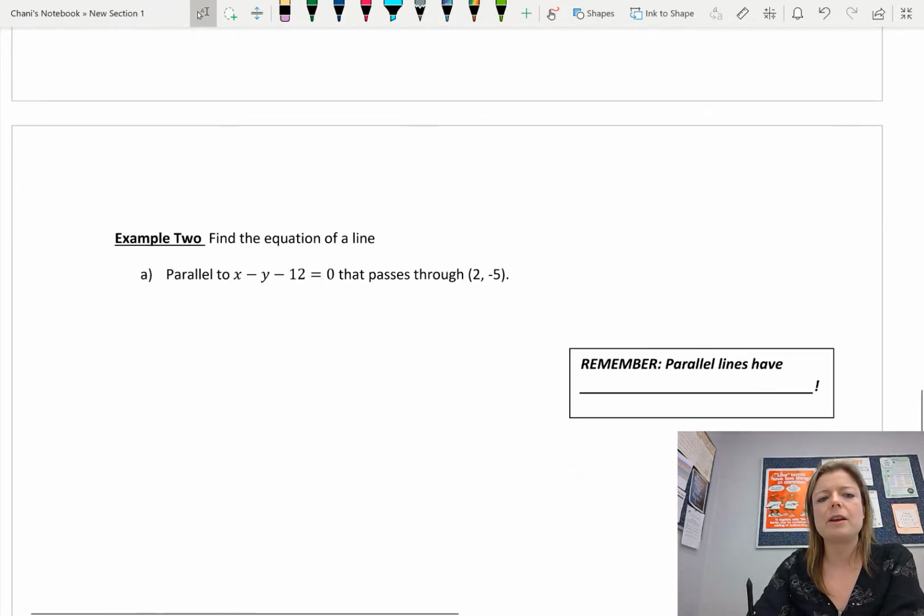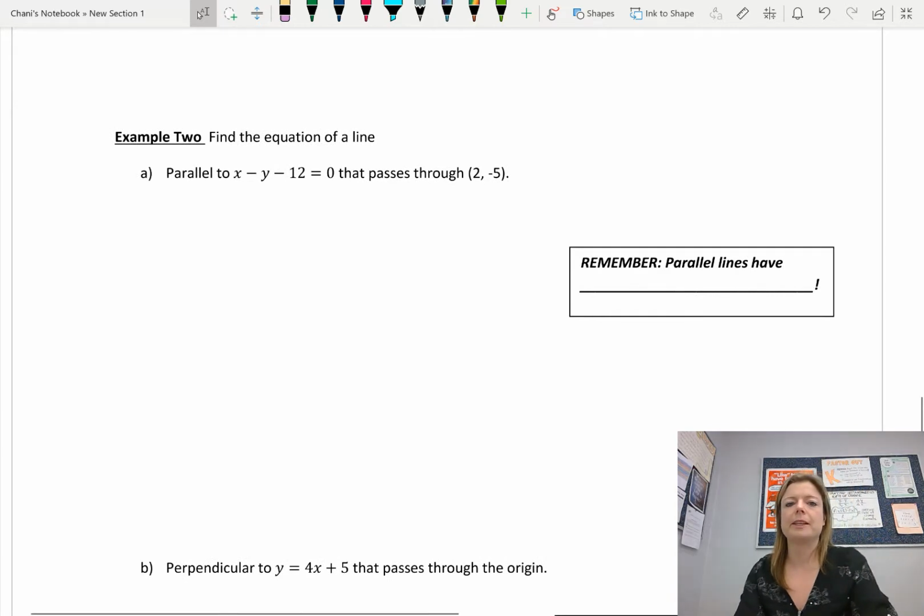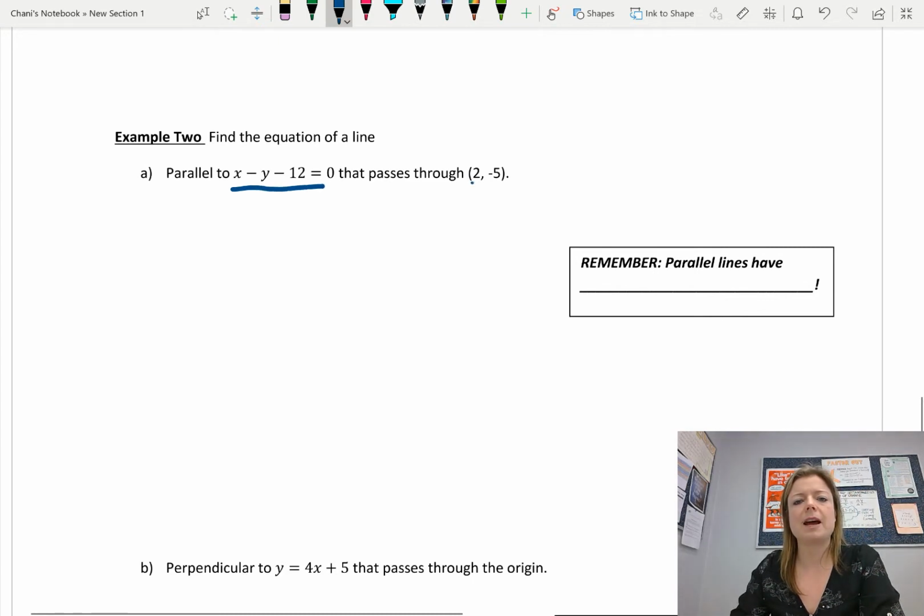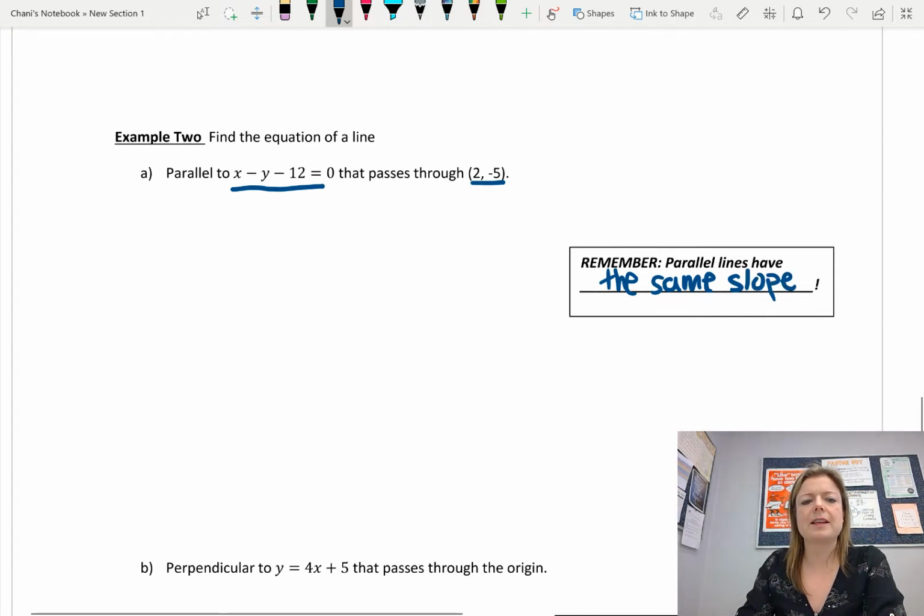Okay, so now what do we know about parallel and perpendicular lines? Well, if we want to find the equation of a line parallel to this and passing through this line, we have to remember that parallel lines have the same slope. So if it's parallel to this, it will have the same slope as that line.